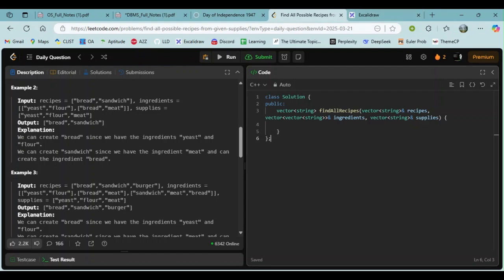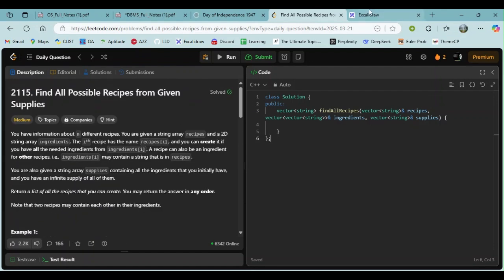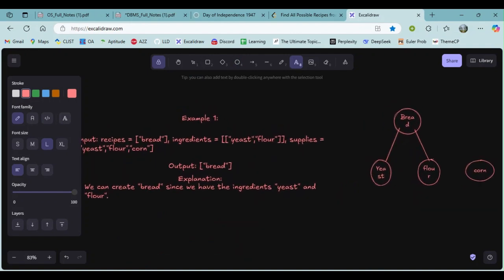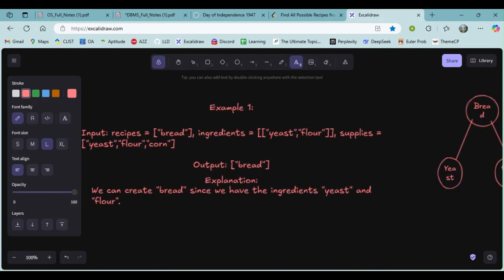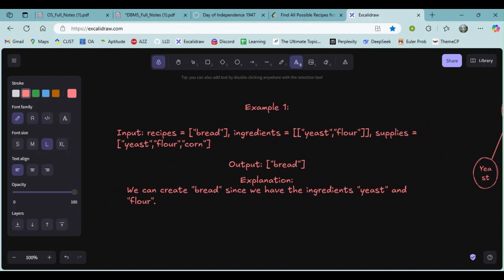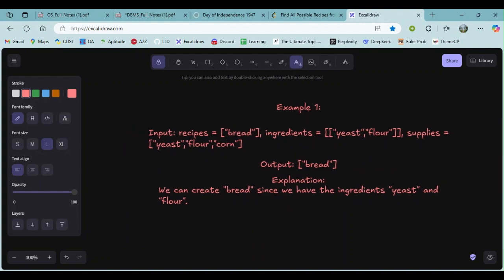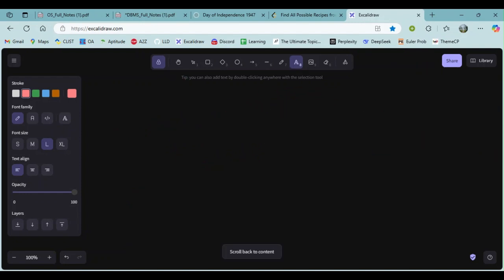Okay, so let's understand with the first example and try to build the intuition for this. Okay, this is our first example. I hope you can see it. The recipe is bread and the ingredients are yeast and flour, and you have the supplies of yeast, flour and corn. So as you know, if you have the supply of yeast and flour, you can make the bread. So we return the output bread.